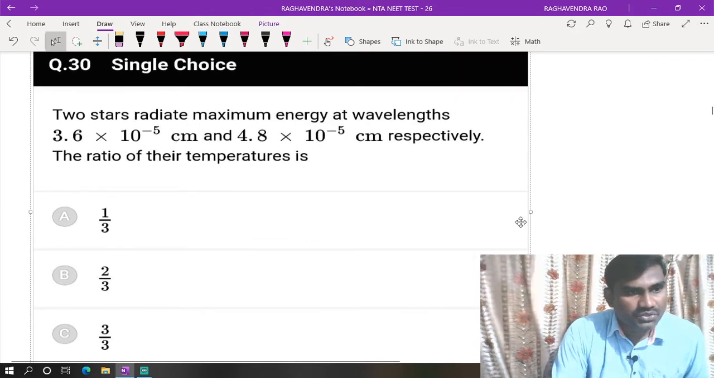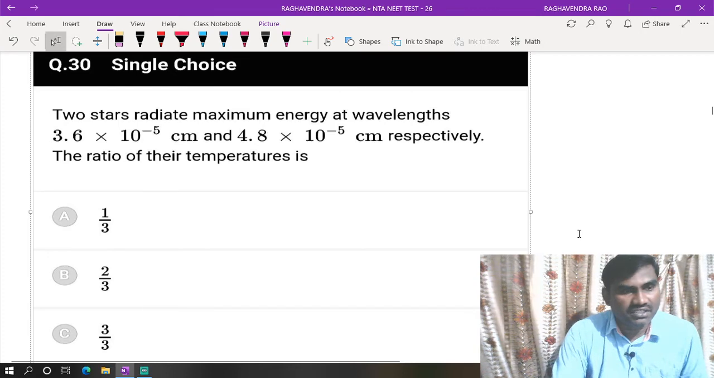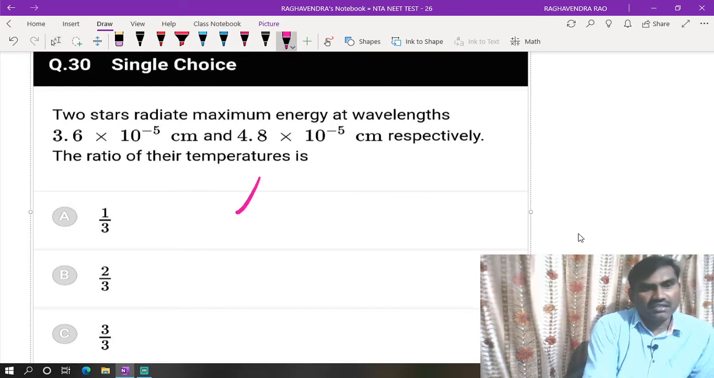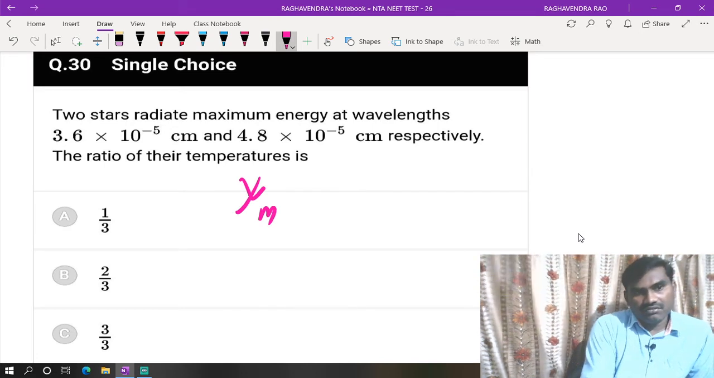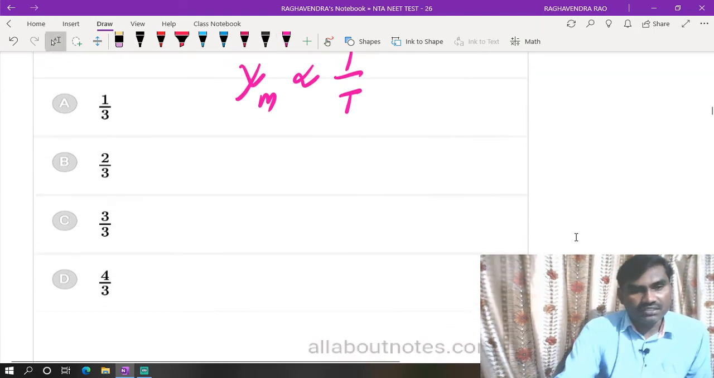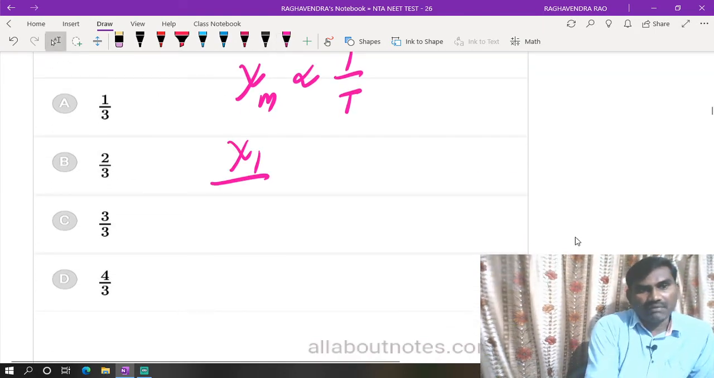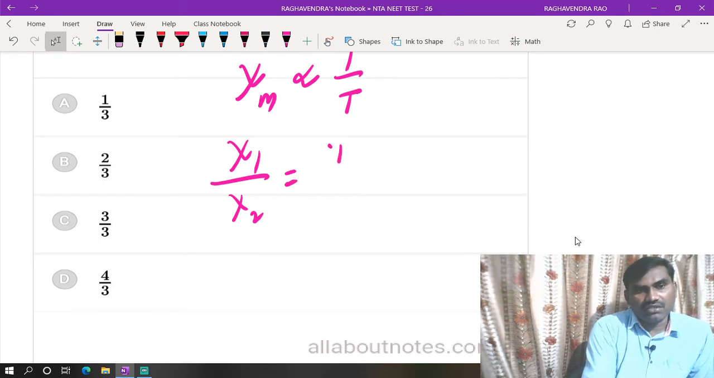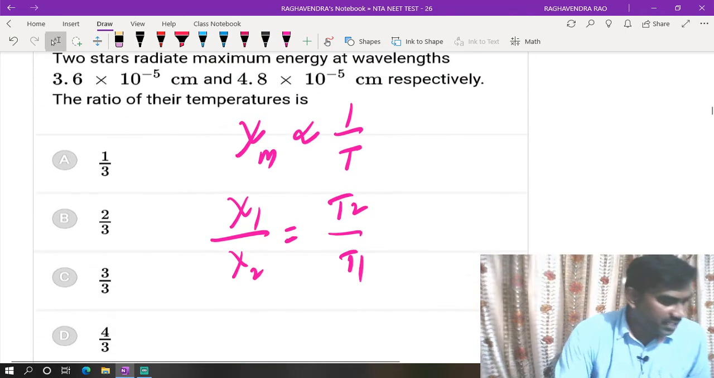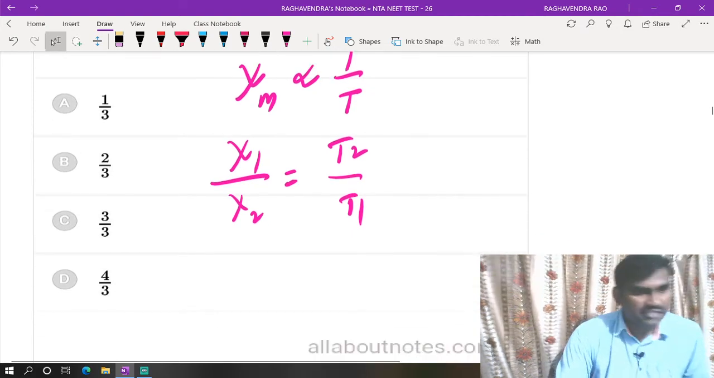Two stars radiate maximum energy at wavelengths given respectively. The ratio of their temperatures. We know Wien's law. So lambda, the maximum wavelength, is proportional to 1 by T, the reciprocal of the temperature. That means lambda 1 by lambda 2 is equal to T2 by T1. So we have to substitute the temperatures and calculate. We will get a value of 4 by 3.